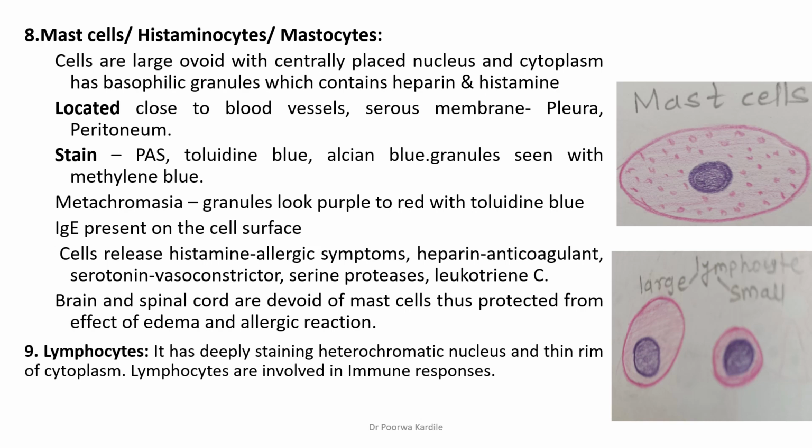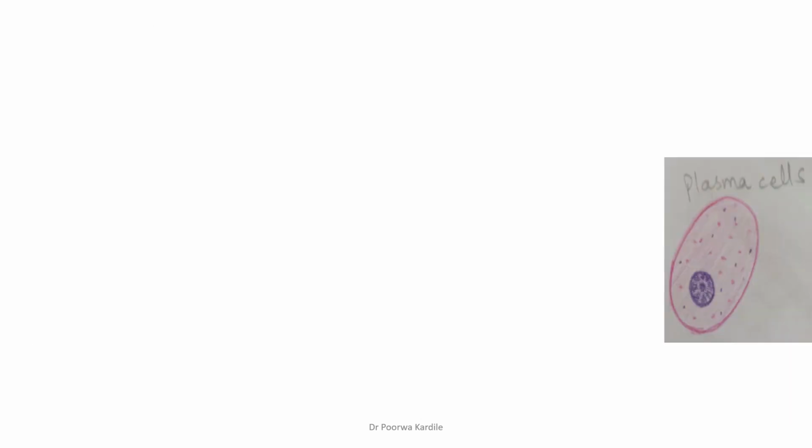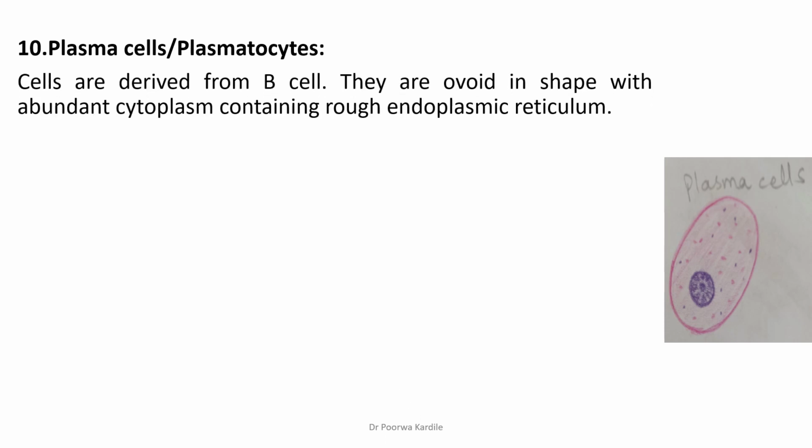The next variety of cell is lymphocytes. These have deeply stained heterochromatic nuclei and a thin rim of cytoplasm. They can be large or small in shape, and they are mainly involved in immune response. There are T lymphocytes and B lymphocytes, and also natural killer cells. The plasma cells are also known as plasmatocytes, and these cells are derived from B lymphocytes.